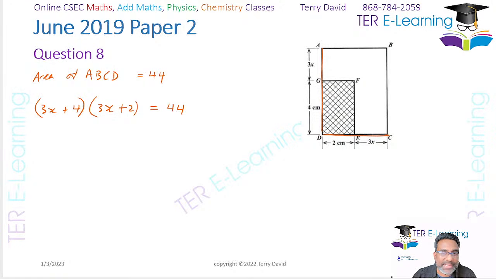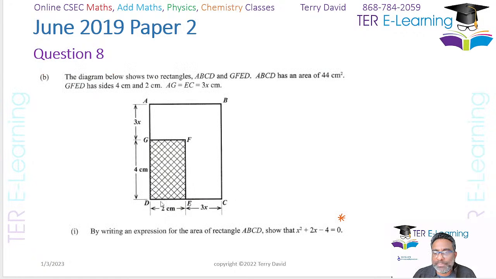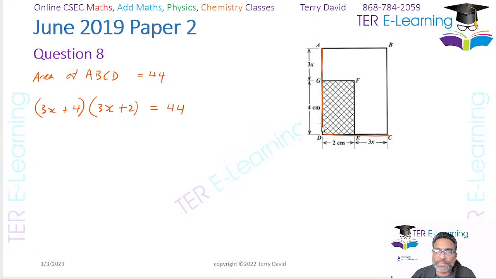Now, what we're trying to prove is this. X squared plus 2x minus 4 is 0. That's what you're trying to prove. X squared plus 2x minus 4 is equal to 0.